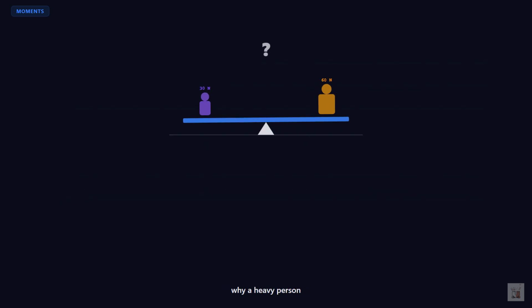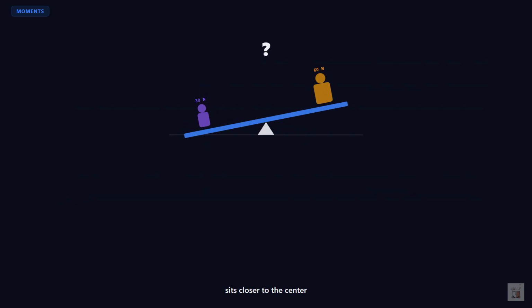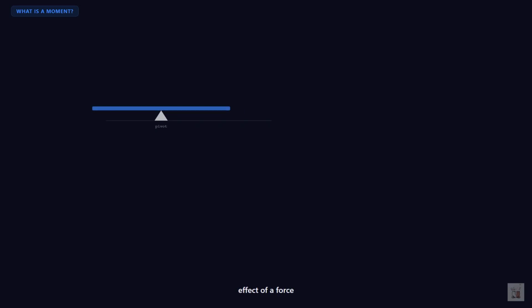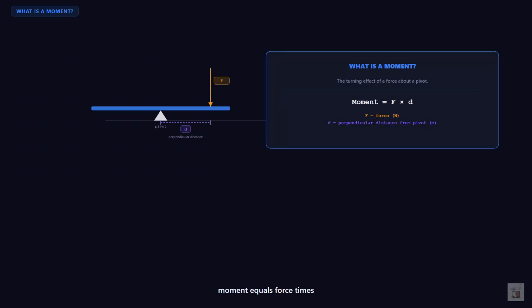Have you ever wondered why a heavy person sits closer to the center on a seesaw? The answer lies in moments. A moment is the turning effect of a force about a pivot. To calculate it, multiply the force by the perpendicular distance from the pivot. The formula is moment equals force times perpendicular distance. The SI unit is the Newton meter.